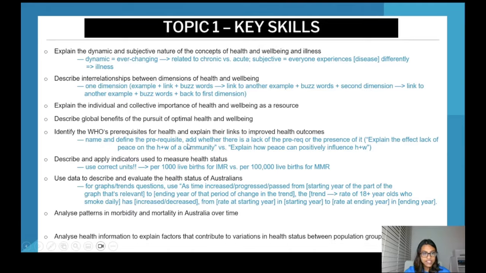And then prerequisites. Name and define the prerequisite, whether there's a lack of the prerequisite or the presence of it. So this is an example: explain the effect of lack of peace on the health and well-being of the community, like in a country such as Australia or a different country, versus explain how peace can positively influence health and well-being. The first question is talking about a lack of peace, and the second question is talking about the presence of peace. Those two are different concepts in how you're phrasing your answer.